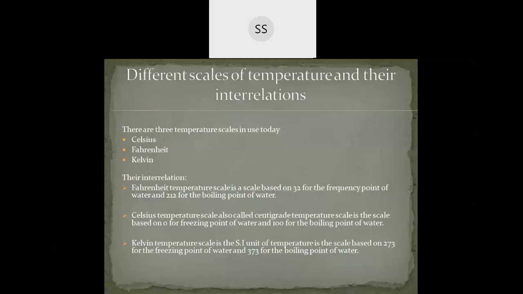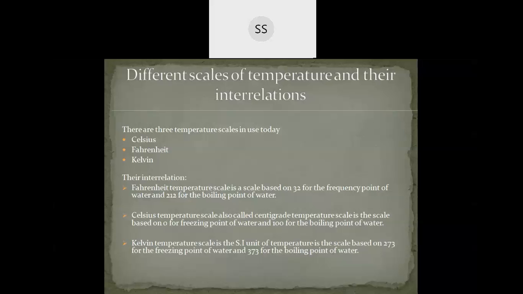In the Fahrenheit scale, 32 is the freezing point of water and 212 is the boiling point of water. In the Celsius scale, 0 degree Celsius is the freezing point of water and 100 degrees Celsius is the boiling point. Again, in the Kelvin scale, which is the SI unit, 273 is the freezing point of water and 373 is the boiling point.